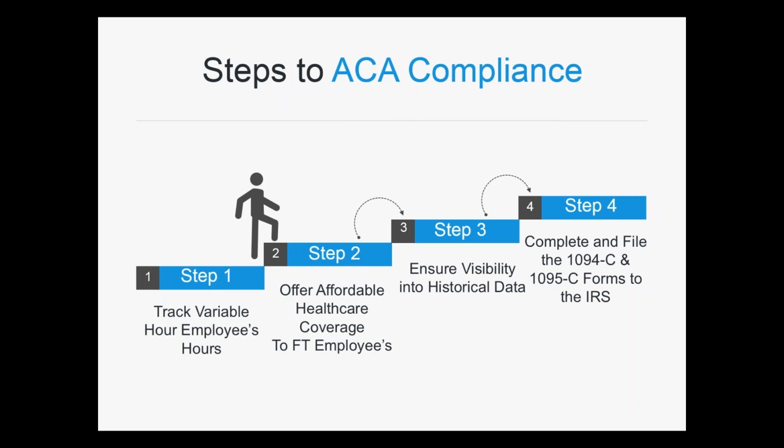Step three is ensure visibility into the historical data. So again, you needed to be tracking time on all your employees for 2015. So obviously we are three quarters of the way through the year. Hard to believe we're almost into September. And so you need to have a system in place where you can easily view that historical data to help you complete the 1094 and 1095-C forms.